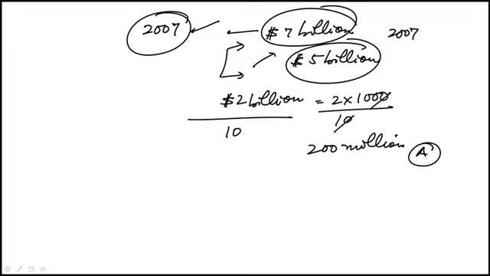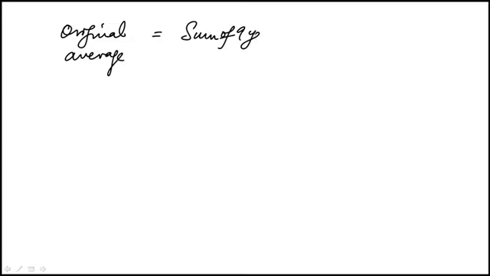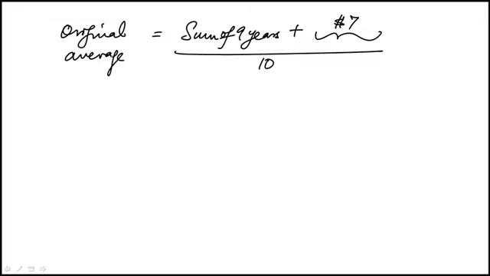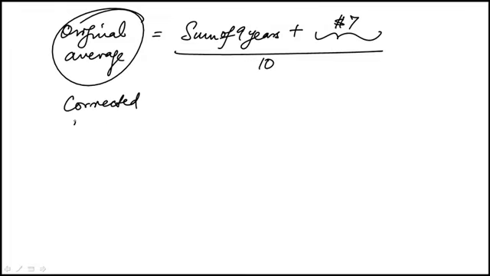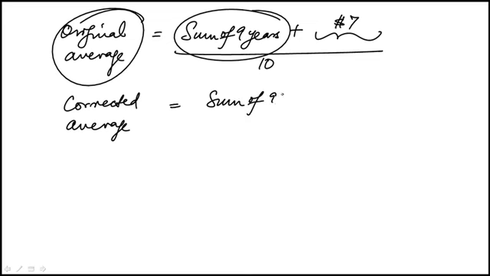Now, if this isn't clear, what I'm going to do is to do it the long way so you can clearly see it. The original average that's shown in the graph would be the sum of 9 years, and I'm excluding 2007, plus the sum of imports for 2007, which is 7 billion, and I'm going to divide this by 10, and that's how I would have computed the original average. Now, the corrected average, I'm going to still add the sum of the other 9 years, but instead of 7 billion, I'm going to add 5 billion, and then I'm going to divide this by 10.